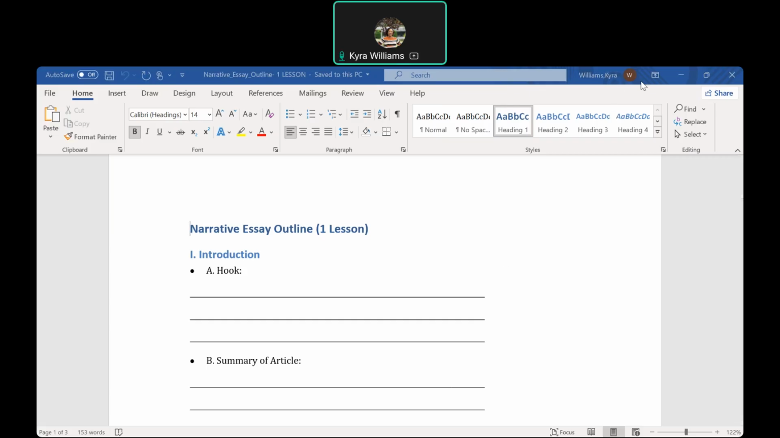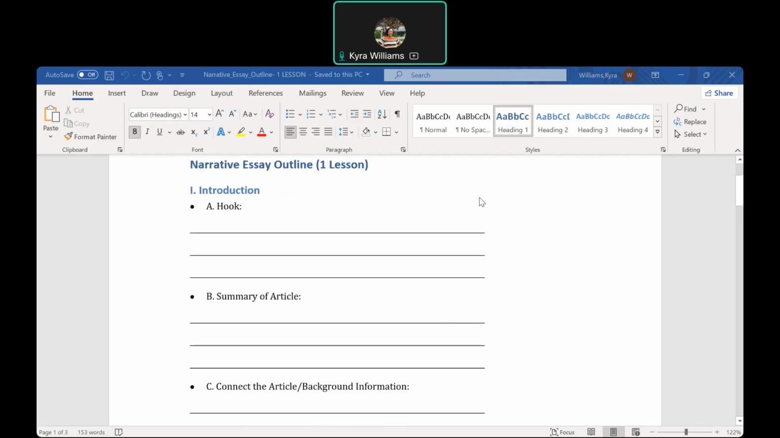If you are going to be centering on one overarching lesson that you learned about yourself as you looked at the Spirit Crushers and Spirit Builders in your life, then you will follow this outline template. Introduction. You're going to begin your introduction with a hook. A hook is an attention getter. It is something that will grab the audience's attention.